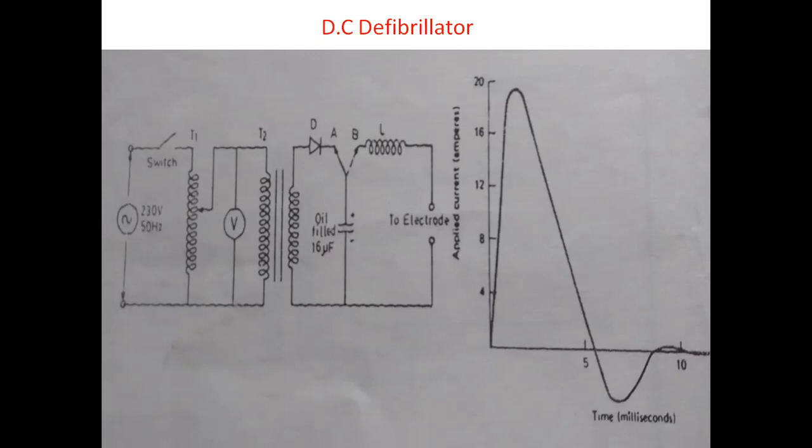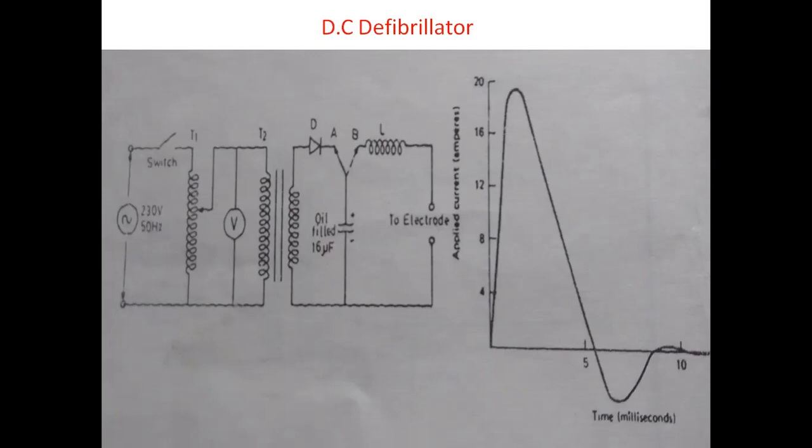When using the external defibrillator, we use pad-like electrodes, the paddle type of electrodes. For internal defibrillators we use spoon-shaped electrodes. For external defibrillators we use paddle-shaped electrodes, and by applying with these paddle-shaped electrodes, around 400 joules of energy is required to be applied to the patients.